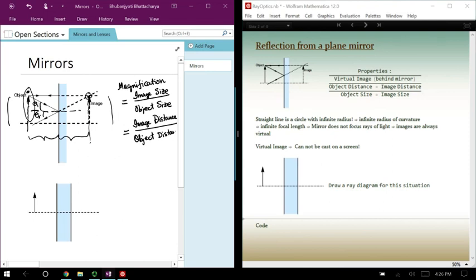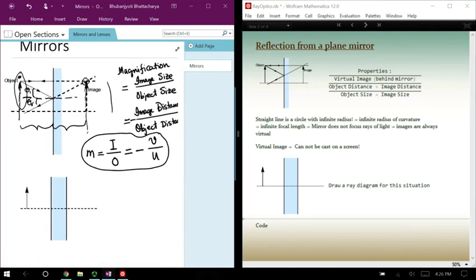And for reasons that will become clearer, the magnification really is defined as the negative of the image distance over object distance. So in terms of variables, we can write the magnification m is equal to image size over object size, and oftentimes we'll refer to the image distance as v and object distance as u. So this is really the formula that we are after.